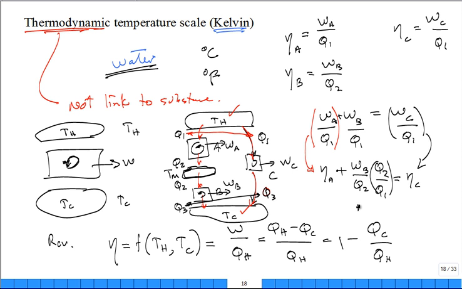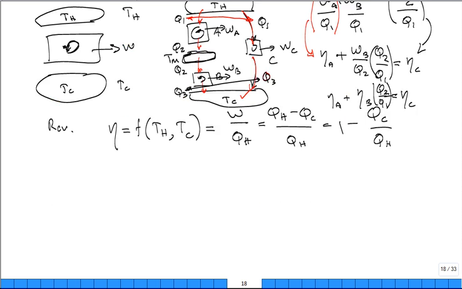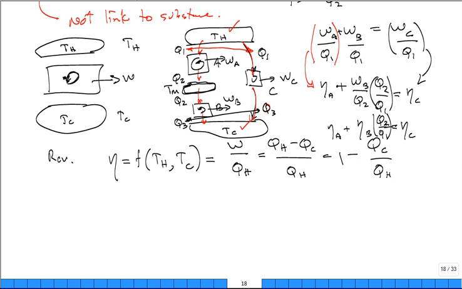This is the thermal efficiency of B, thermal efficiency of A, thermal efficiency of C with this ratio of Q2 over Q1. And I think I even made it too hard on myself. Let me back up a little bit right here. I could have said this.